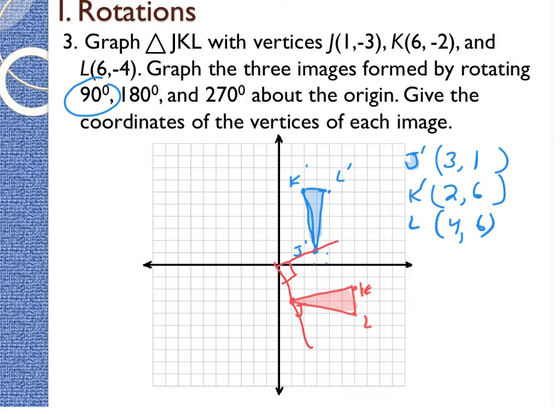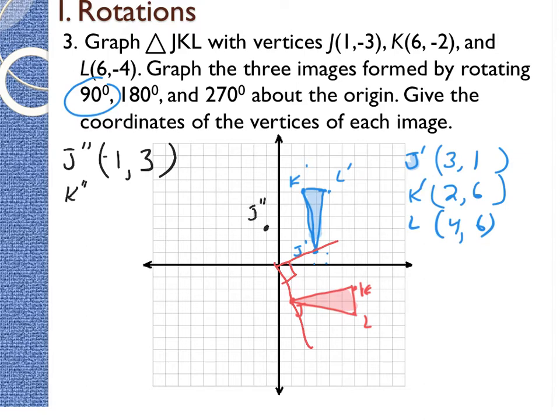Now we're going to do a double prime. I'll do that one in black. So that's going to give me J double prime. Now when we do 180, we keep them the same order and we reverse their signs. So that gives me -1, 3, and that's going to be J double prime.